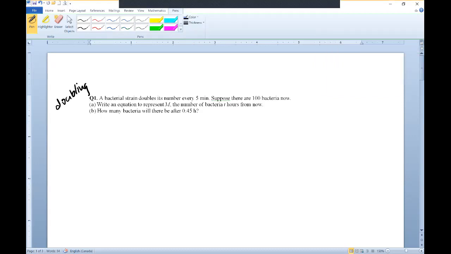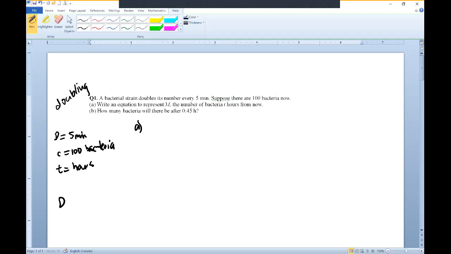Notice they want you to find the bacteria t hours from now. A lot of students will probably do this off to the side. The doubling period is 5 minutes. The initial amount is 100. And we don't know what the t hours are for now, but they wanted hours. So they have all the information here. And clearly, there's a problem with our units of time, 5 minutes and hours. So for question A, we first have to change that time period into hours.